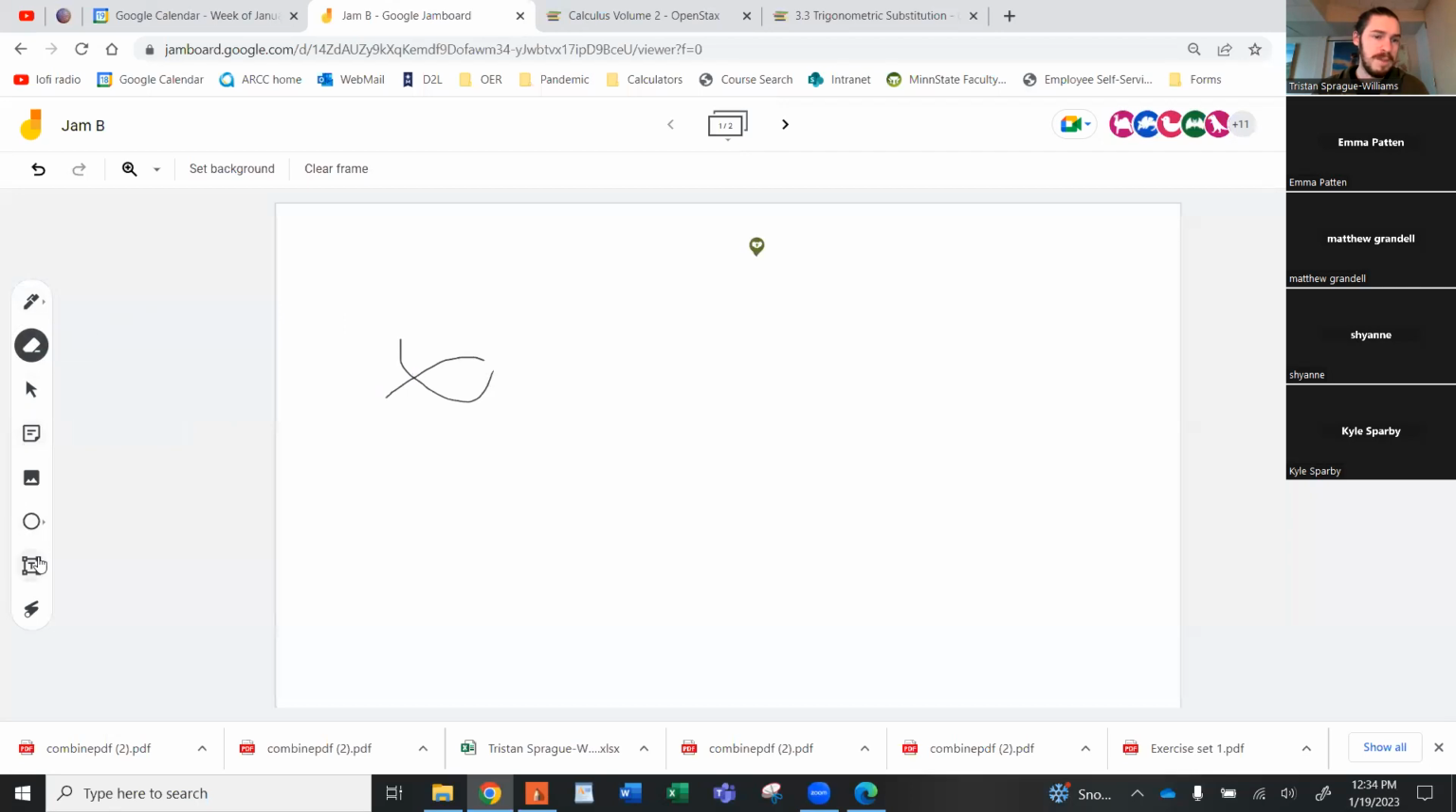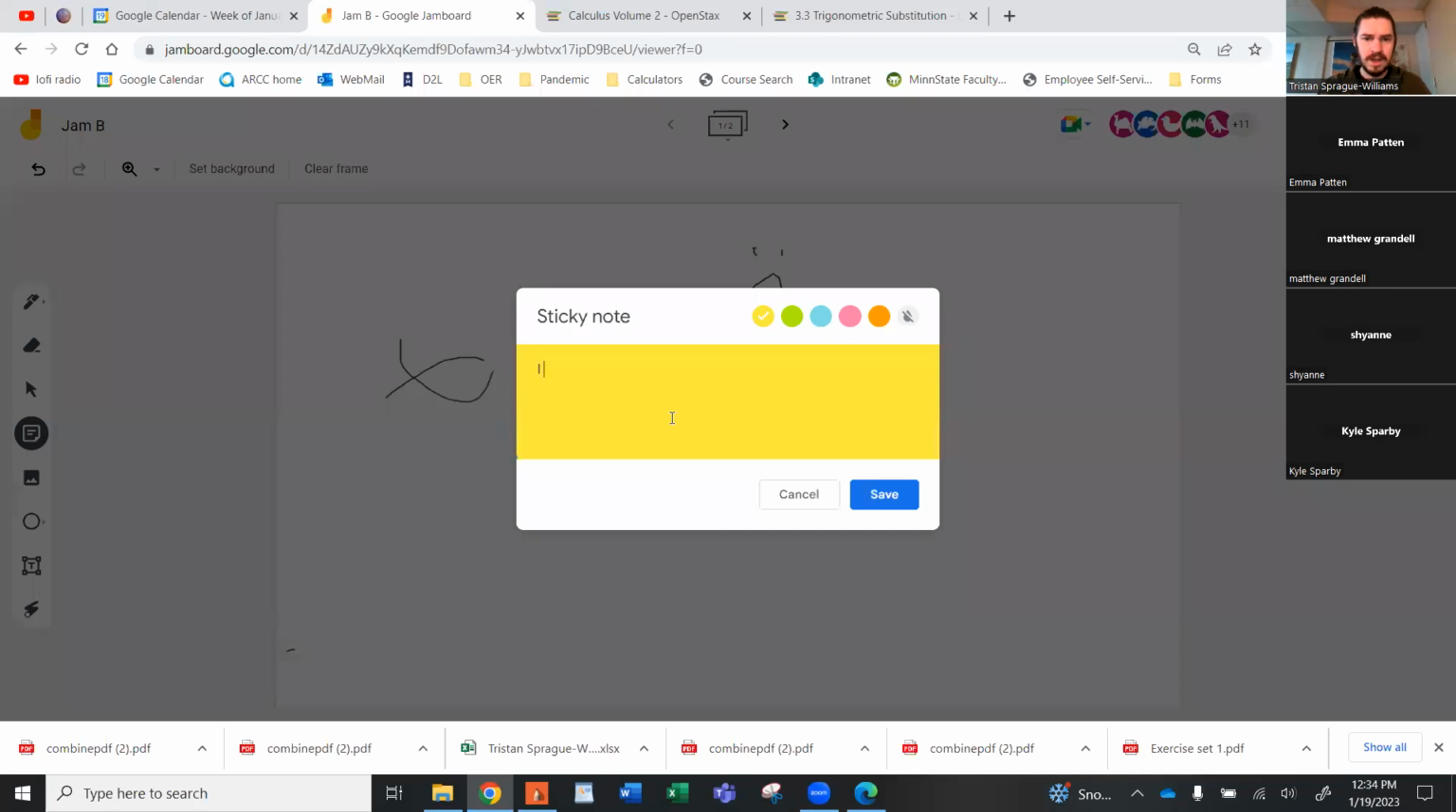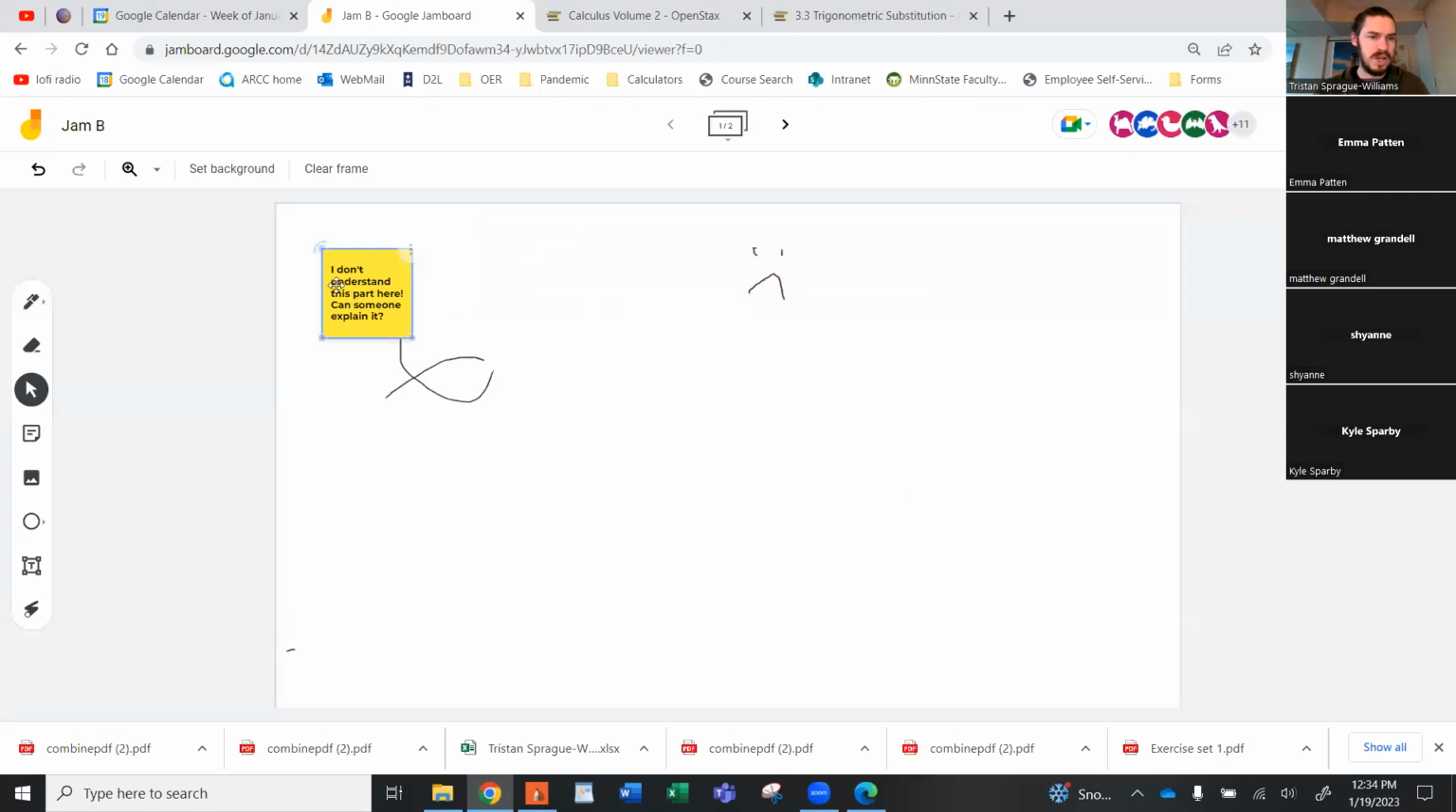If you want to type, you can also type x squared plus 1 equals whatever. You can also post little stickies, like: I don't understand this part here, can someone explain it? You could do that just to make little comments, and that way you can communicate with each other. That's pretty much all I would use. There are circles and images; you can add an image, but you probably won't need to do that very often. These are all sorts of different ways you can interact.